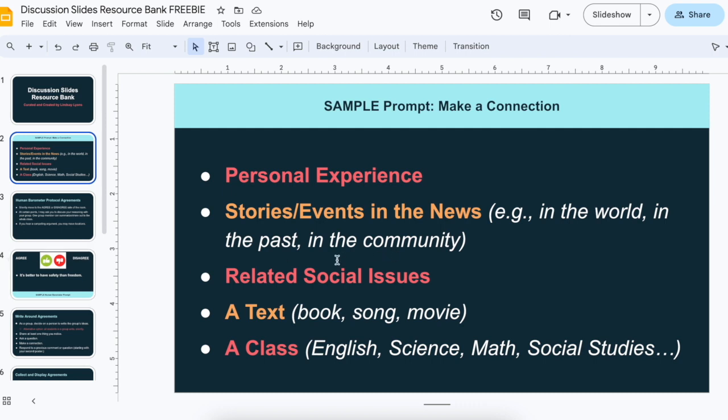Stories and events in the news, related social issues, a text, and I always use the text, like not necessarily the written word. So it could be a movie, it could be a song, it could be a music video, it could be a picture, it could be a quote, it could be literally anything, an ad on the subway as I was coming to school. Any other class connections are also welcome. You can add to this list. These are the ones I use.